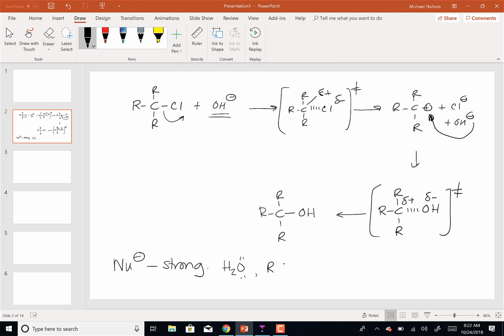And the two examples of weak nucleophiles that we're going to use now are water and alcohol. And to be honest with you, in organic chemistry, water and alcohol are very similar in how they react. Because one is HOH and the other one is ROH. So structurally, water and alcohols are pretty similar.